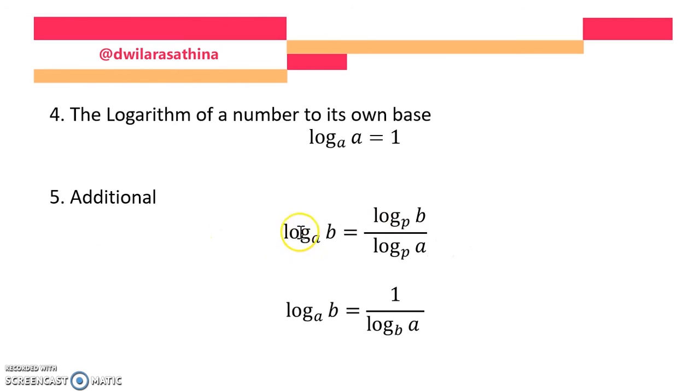For number 1, log to the base a of b, you can write in this form: log to the base p of b divided by log to the base p of a. Then, what is the value of p? You can choose it based on the problem you have. Then the last law is log to the base a of b is equal to 1 per log to the base b of a. This is the reciprocal of the base and the number of the log itself.